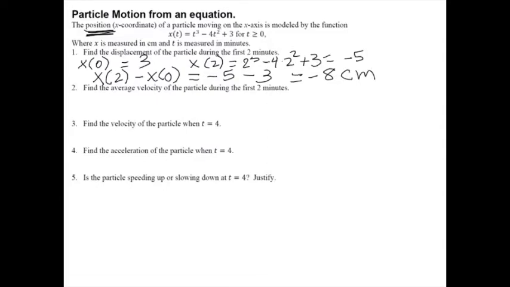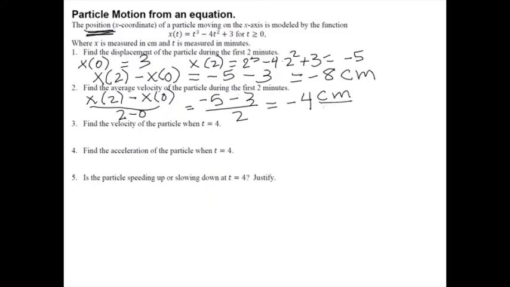Number 2 says find the average velocity. Because this is position, I would grab my average rate of change formula. I know what x2 is, and I know what x0 is. That gives -4, and we will put units on it: centimeters per minute. You do lose points if you don't use units.